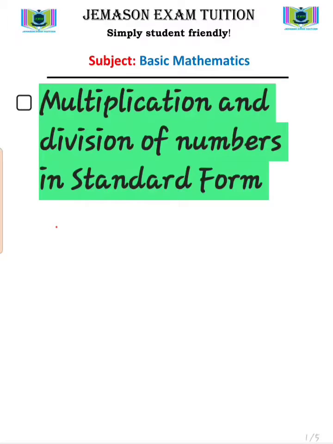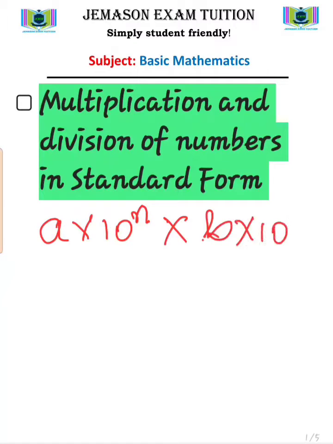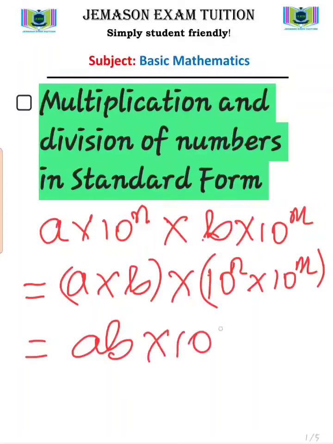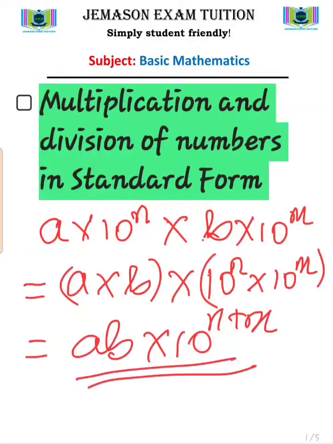Hello, in today's video, we look at how to multiply and divide numbers in standard form. Normally, if I have a number a times 10 to the n, and I'm multiplying it by another number b times 10 to the m, what I would simply do is to multiply the decimal parts together and then multiply by the product of the index parts. From there, I obtain ab times 10 to the n plus m, and then I simplify and put the answer in the correct decimal form.